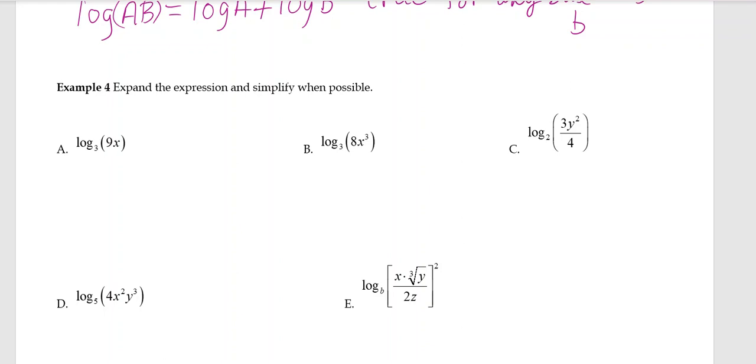So what do we know? We know that this is going to be log base 3 of 9 plus log base 3 of x. That's our first property we learned, right? The log of the product is the sum of the logs. Oh, I can simplify this though.